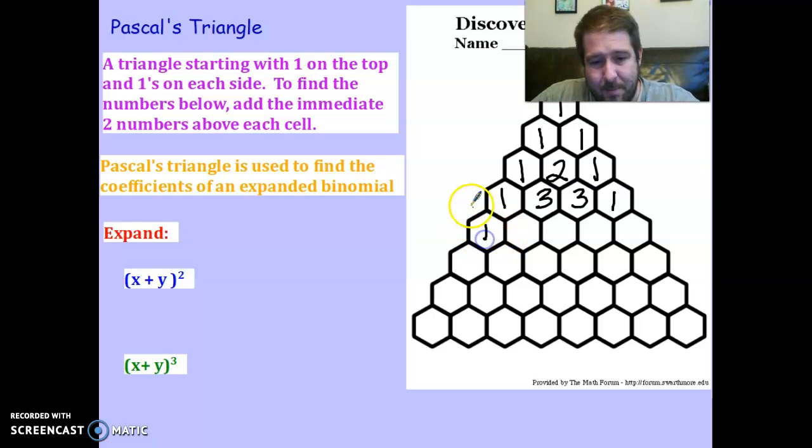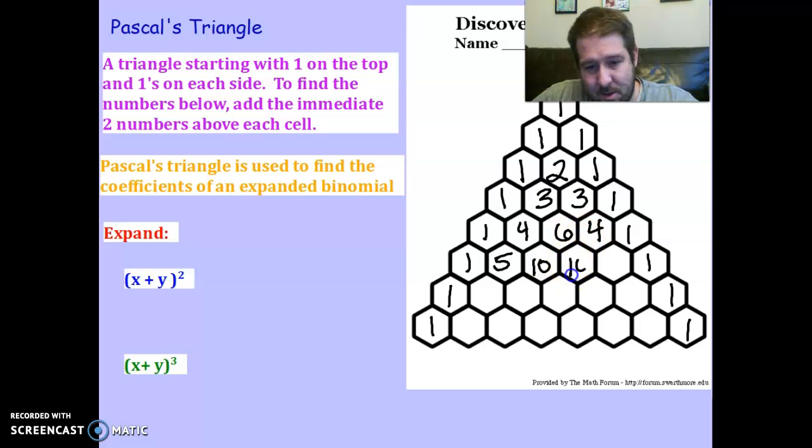That's going to keep happening because it's always just going to be 1 plus nothing. So really all of these are all going to be 1. 3 plus 1 is 4, this is 6, this is 4. And I'm going to keep going with this pattern. 4 plus 1 is 5, this is 10, this is also 10, this is 5. Now this is 6, 15, 20, 15, 6.